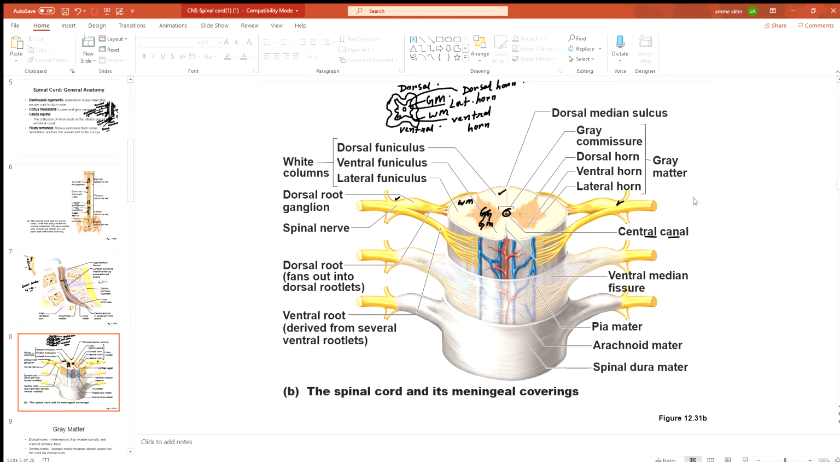In the ventral horn you have motor neurons. In the dorsal horn here, these neurons are sensory neurons. And in the lateral horn here you have autonomic neurons. Okay, so three types of neurons are present in three horns.